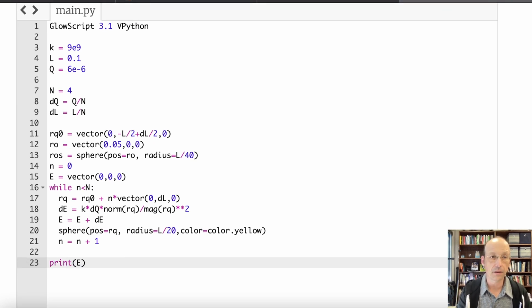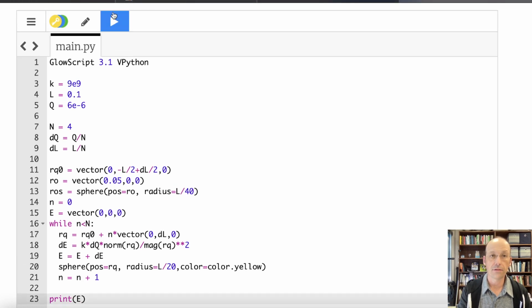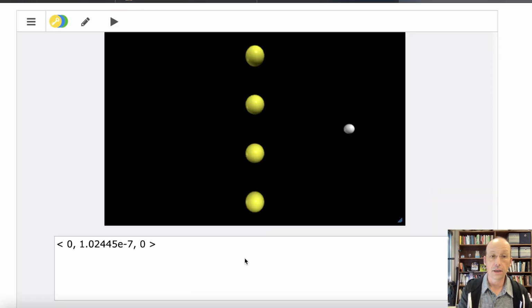Print E. I'm gonna make it look nicer in just a second. Okay, so let's just see if it's working. Right here you see that it has no Y or Z component, which is the way we would expect. But is it the right answer?